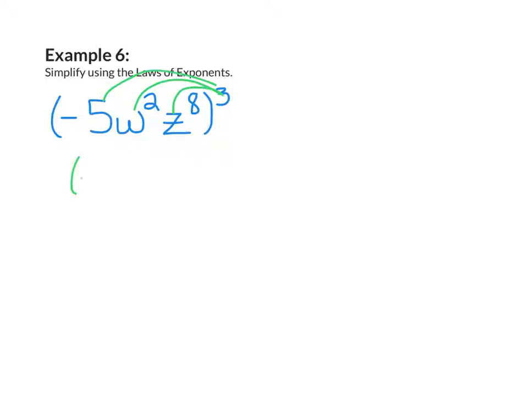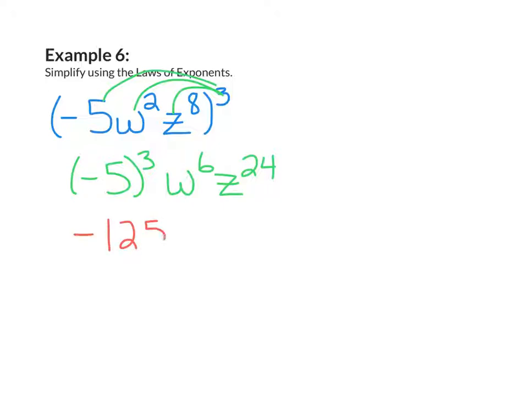So I'm going to have negative 5 to the power of 3. W will be 2 times 3, that gives me 6. The Z will be 8 times 3, that gives me 24. I still need to simplify, so negative 5 raised to the power of 3 is going to be negative 125. And then I'm going to have w to the power of 6, z to the power of 24.